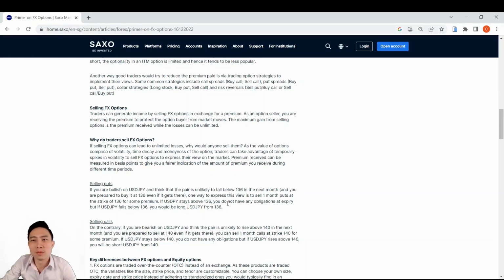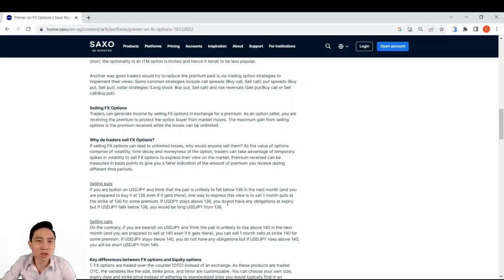For example, if you're bullish on an FX pair, say dollar yen, you can sell some puts at strike prices below spot. If spot is trading at 129, you can sell some puts at strike 125 for some premium. If dollar yen trades above 125, you do not have any obligation at expiry. But if it falls below 125, you will be long from 125.